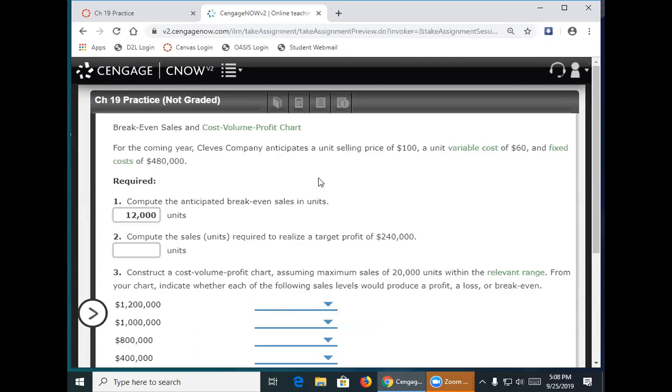So how many units would we need to sell to get a profit of 240,000? 18,000. Good. It would take 18,000 units to reach a target profit of 240,000.